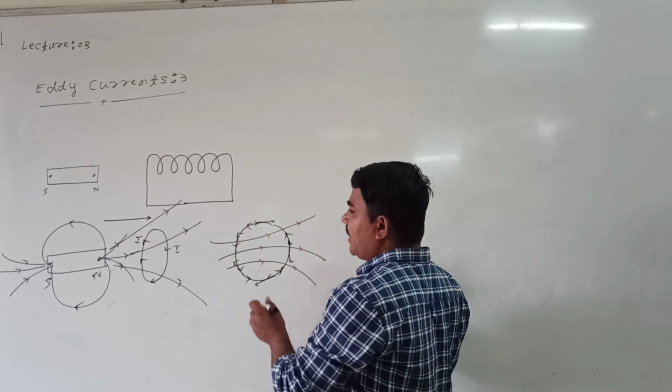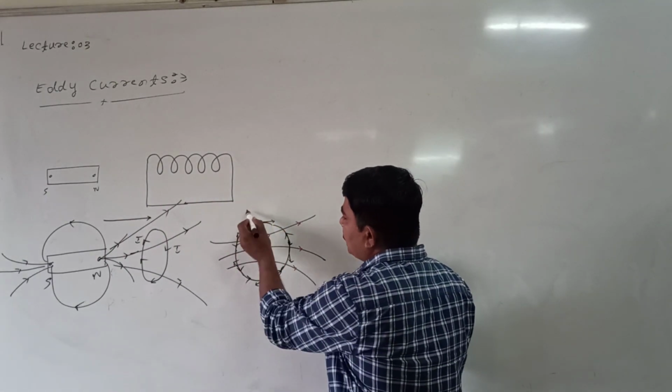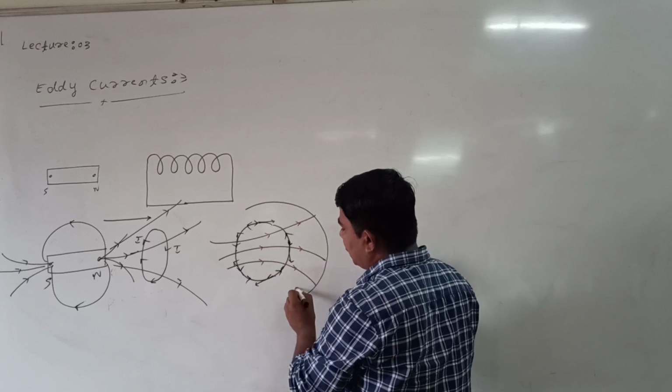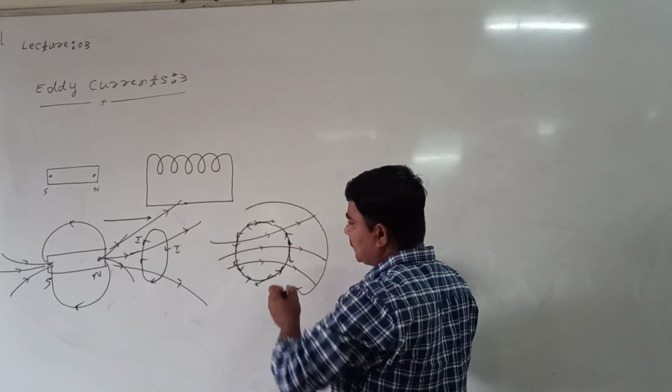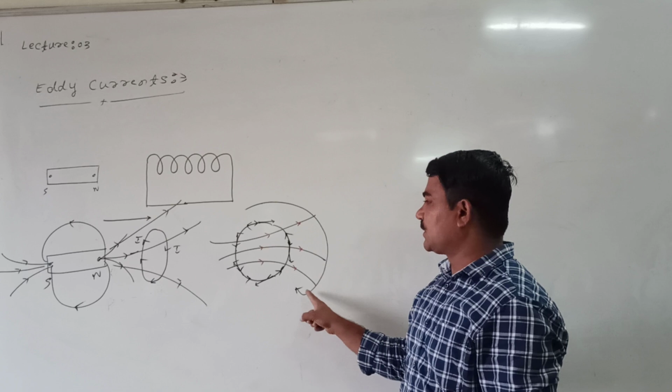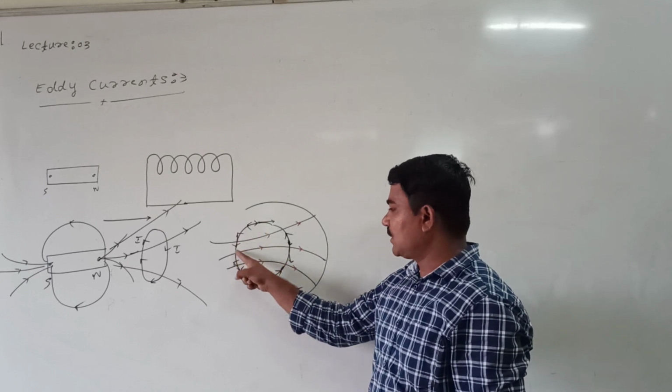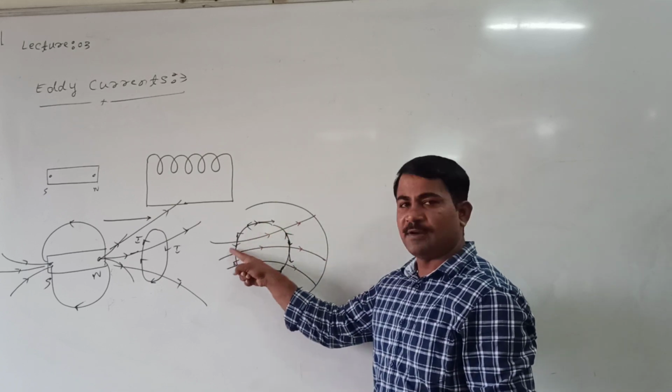How is it? Look here at how the electrons are moving. Electrons are moving in the clockwise direction like this, right? Wherever electrons are moving like this, how is the current produced? Current is produced in the anti-clockwise direction in this situation.